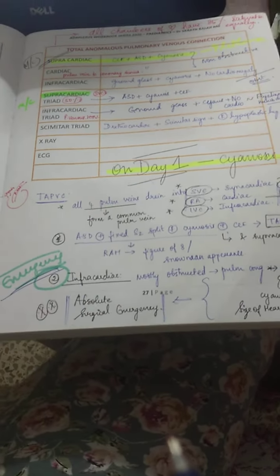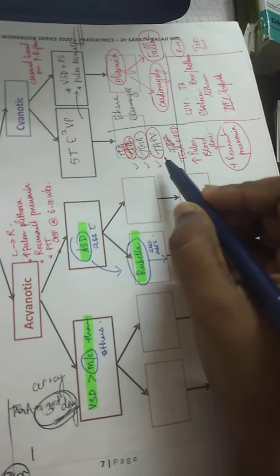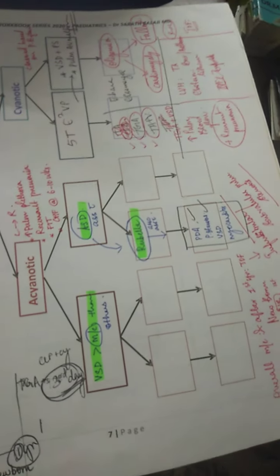total anomalous pulmonary venous connection. It's another cyanotic heart disease. In total anomalous pulmonary venous connection, you will also have increased blood flow and recurrent pneumonia. It's the same as TGA, the same presentation.